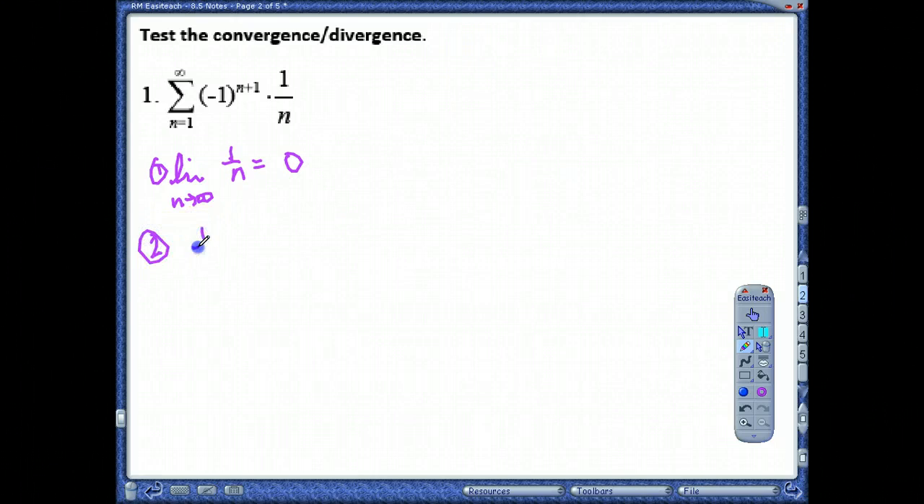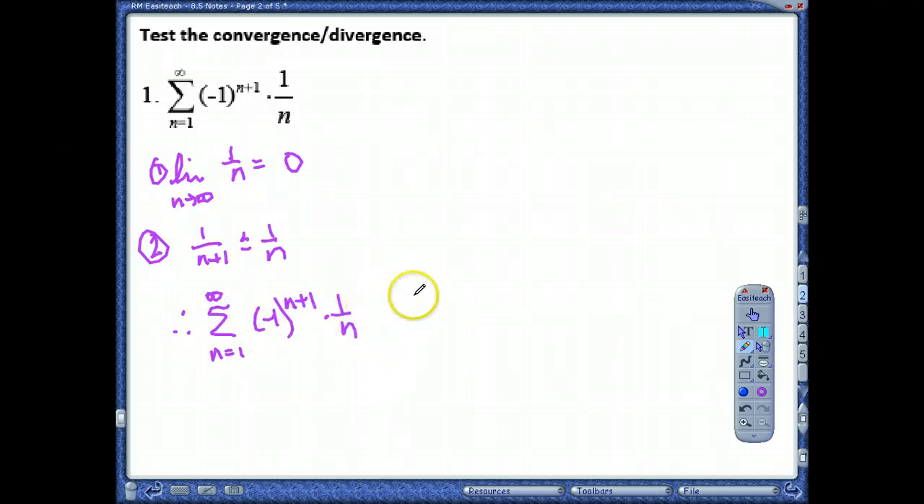Step 2, my n plus 1 term has to be less than or equal to my nth term. And sure enough, if your denominator is bigger, you're going to be smaller. Therefore, my series, wow, that is a terrible sigma notation. But I know we all love each other for our personalities, not for our ability to draw. So we passed step 1, we passed step 2, therefore we converge.